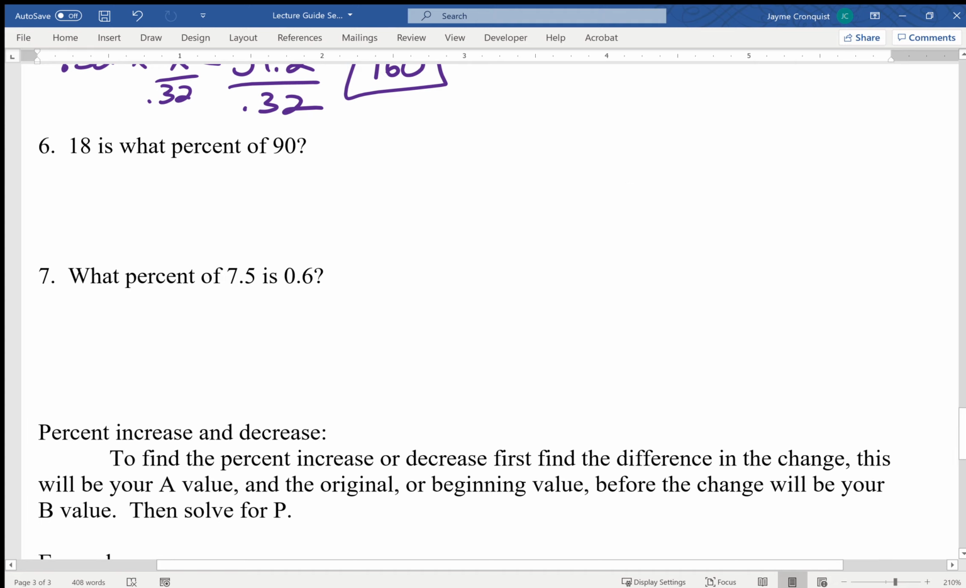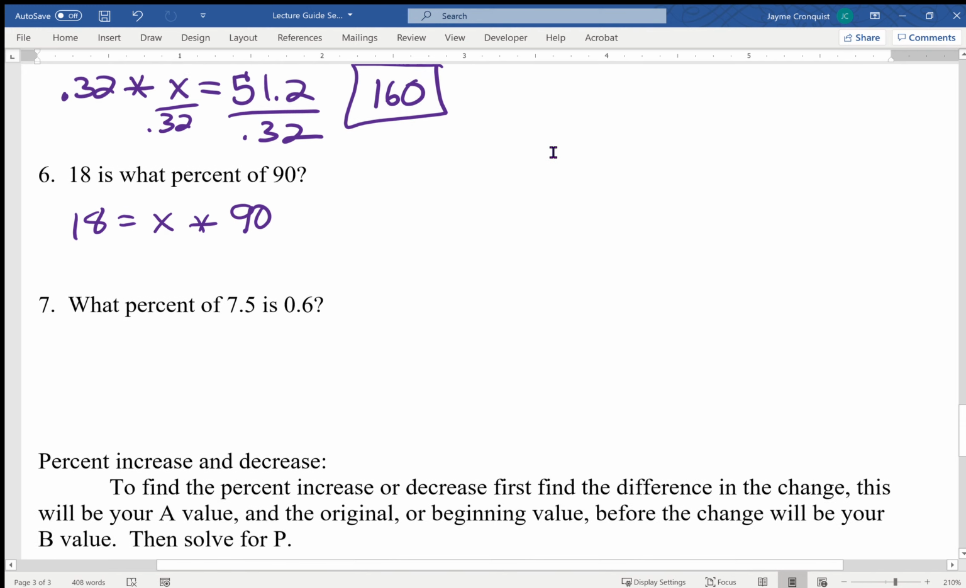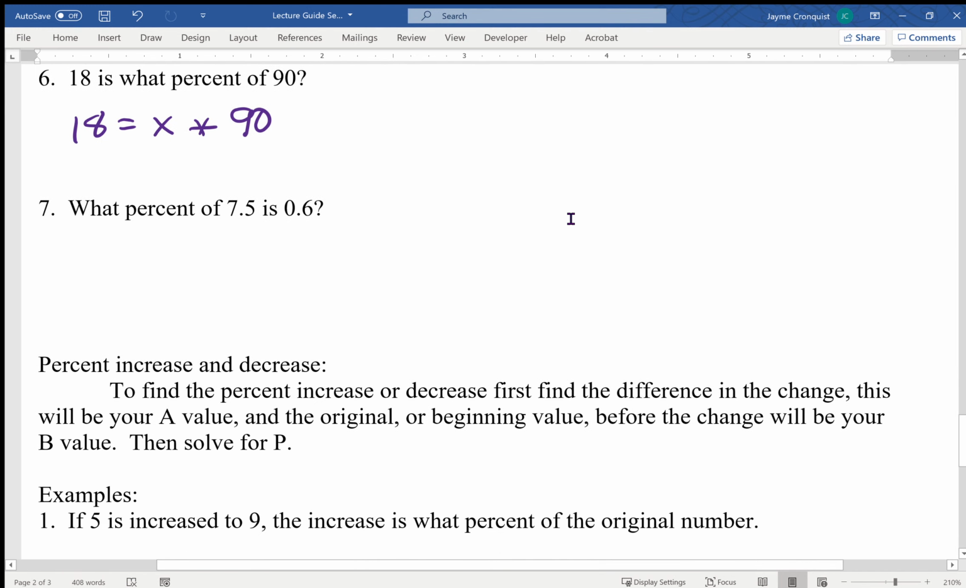So 18 is what percent of 90? Now this is going to give us the decimal. Our answer is going to have to be in percentage, right? Because in all these other equations, we've entered percent as a decimal. So it's going to give me the decimal equivalent. All right, just so you know that. So I divide both sides by 90. 18 over 90. I get 0.2. So that means 20%.